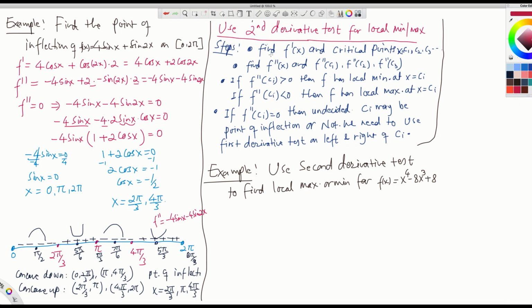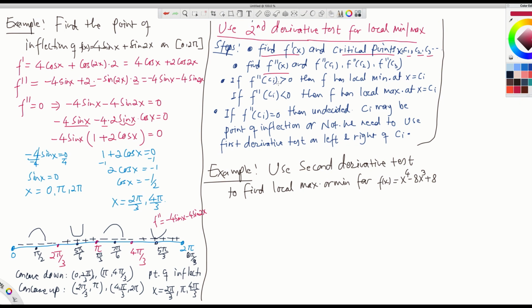These are the rules. First, find out the f prime of x and critical numbers. Find the first derivative and find out where the first derivative is 0 or undefined. Then find out the second derivative and all the critical numbers. Suppose here the critical numbers are c1, c2, c3 and so on. And what you do is, after you find out the second derivative, you plug in each of the critical numbers in the second derivative and look at the sign.